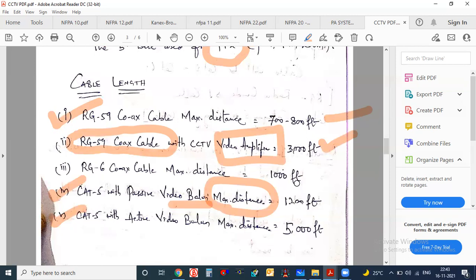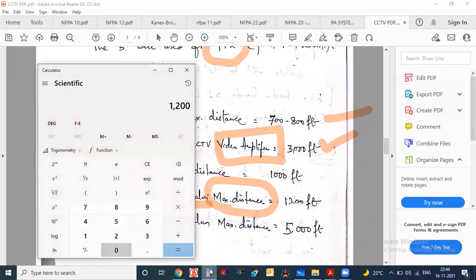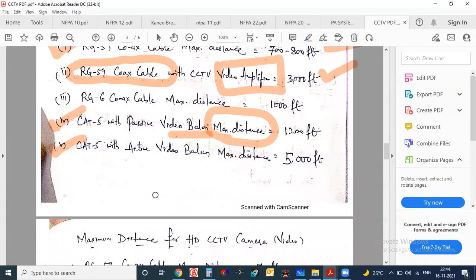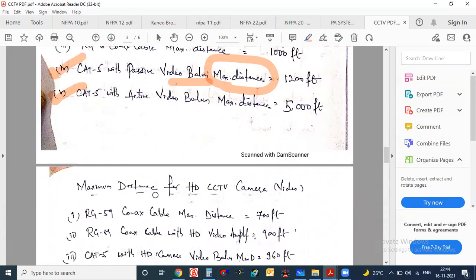Oh, you are telling, no, not 90 meters. It is 100 meters. 200 meters? No. Just divide 1200 by 3.28. 365 meters. How? One camera can go up to 365 meters? Yes. It will be connecting and going actually.